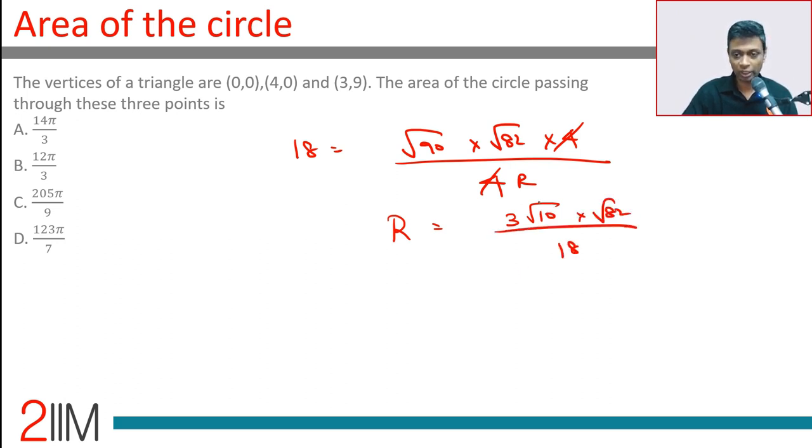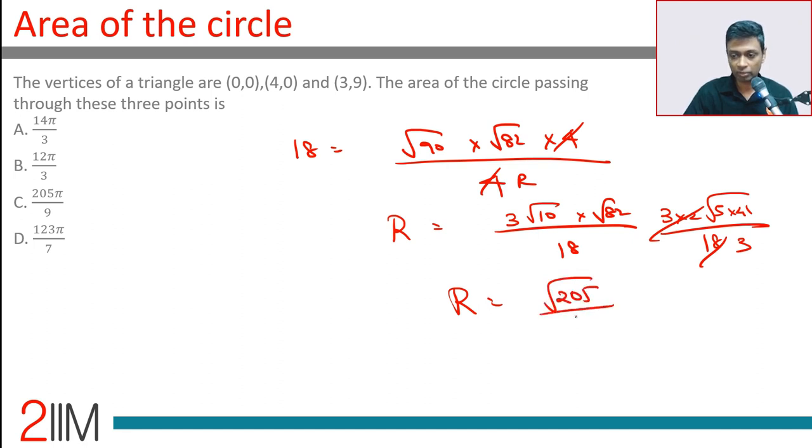Root 10, root 82, take a 2 from here, take a 2 from here. 3 into 2, root of 5 into 41 by 18. 3 into 2 is 6, 6 by 18 is 1 by 3. So circumradius is square root of 205 by 3. It's a vague number, but we don't want circumradius, we want area. Area is pi r square. So r square is 205 by 9, 205 pi by 9.